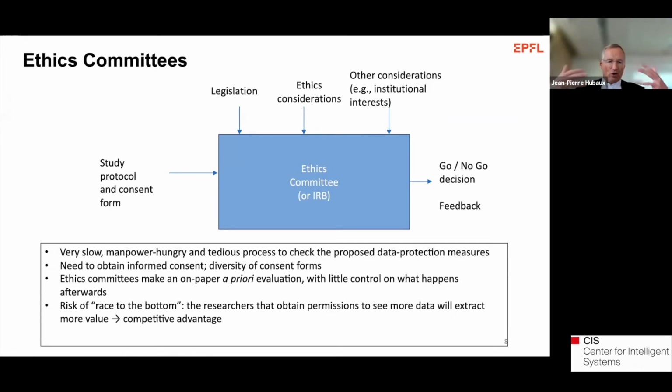It's very slow, and these people do great work, but they are challenged by the fact that it's a very pedestrian approach, and also it's an on-paper, a priori evaluation, but then there is little oversight of what is happening afterwards. And there's a risk of a race to the bottom. The teams that are the most convincing vis-a-vis the ethics committee are the ones who are going to obtain the highest level of data, and will therefore be more competitive in terms of publications. So clearly, this is not a sustainable solution.